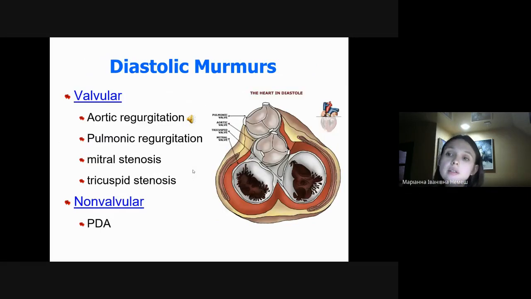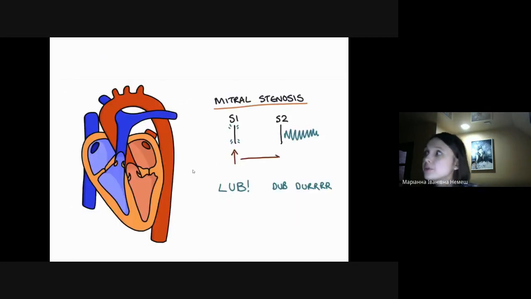Now, diastolic murmurs. Examples of diastolic murmurs are aortic regurgitation, pulmonic regurgitation, mitral stenosis, and tricuspid stenosis. First of all, let us discuss mitral stenosis. As you could see in this picture, during mitral stenosis, the first sound is going to be heard very loudly. This happens because when the mitral valves close, this process is very loud. That is why the S1 sound will be loud.